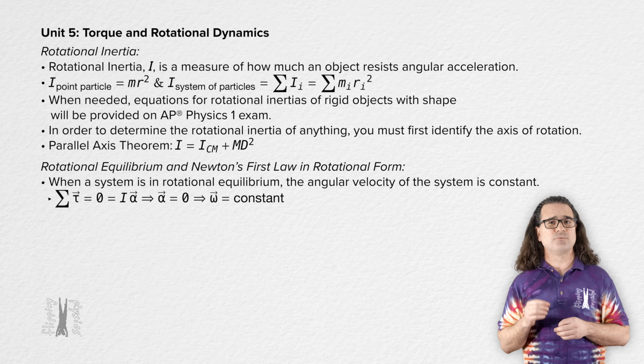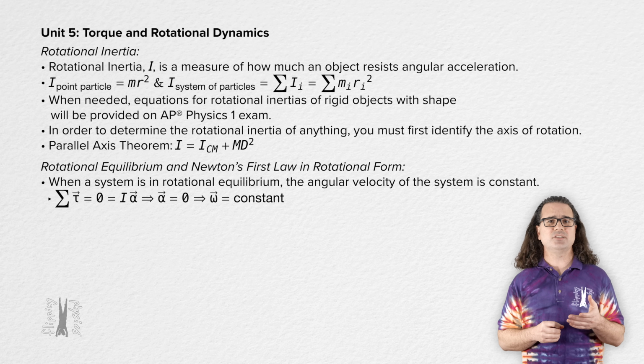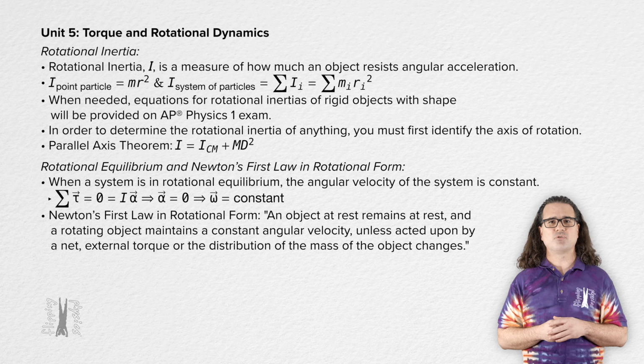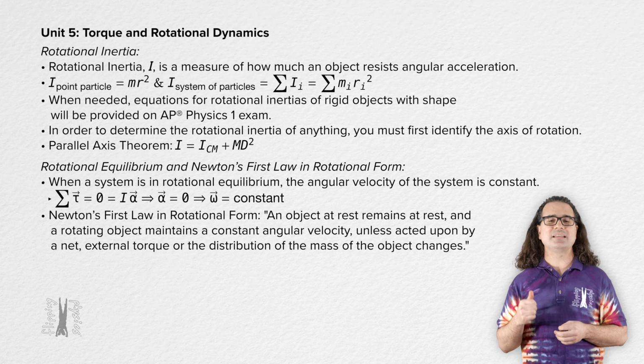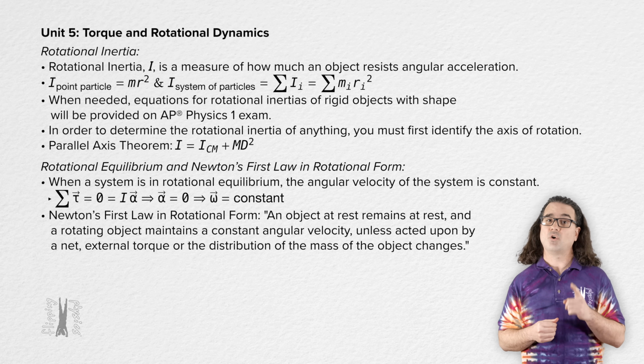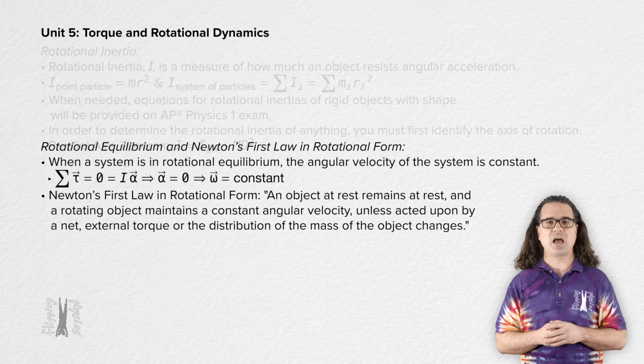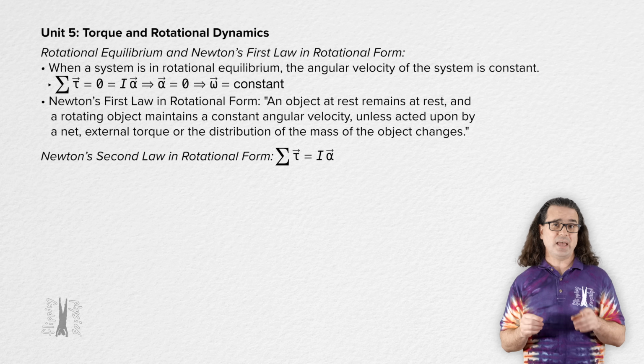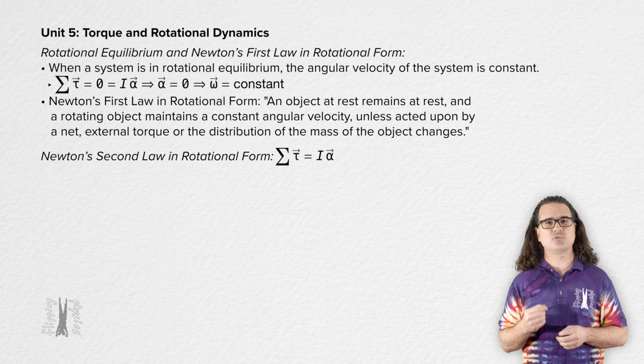When a system is in rotational equilibrium, the angular velocity of the system is constant. Newton's first law in rotational form is an object at rest remains at rest, and a rotating object maintains a constant angular velocity unless acted upon by a net external torque or the distribution of the mass of the object changes. Newton's second law in rotational form is net torque equals rotational inertia times angular acceleration.